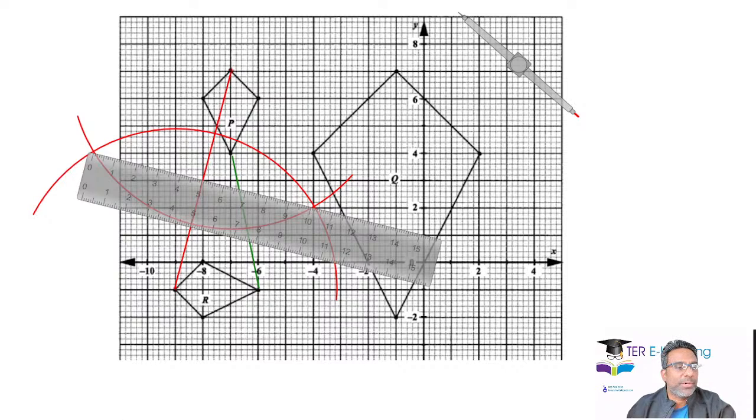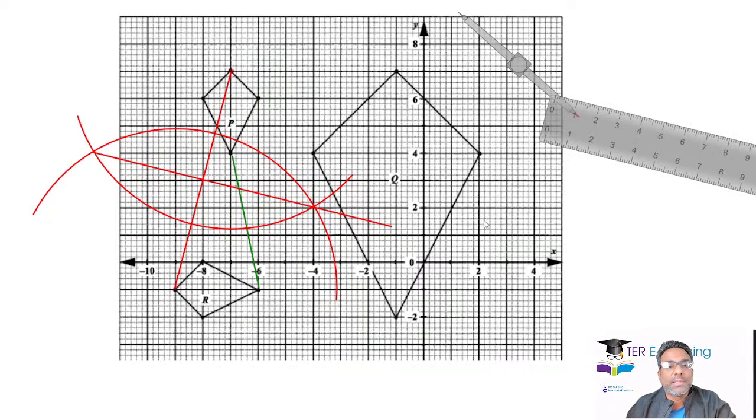So all I'm going to do, I'm going to draw my perpendicular bisector here. So that line is the perpendicular bisector for that red line, right? So that's step one. The next thing I need to do now, I need to find the perpendicular bisector of the green line, right? So let's take our compass again.